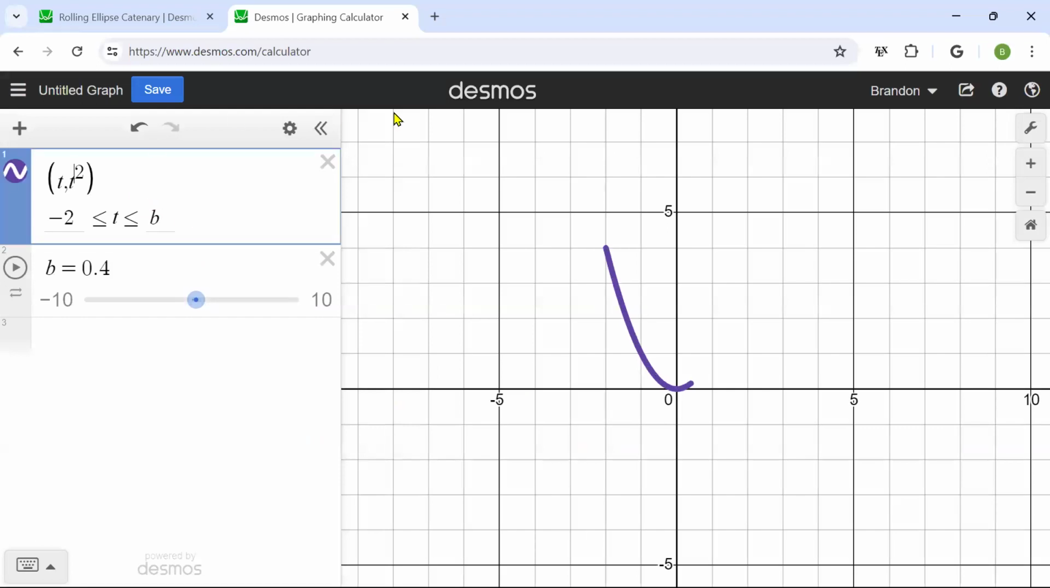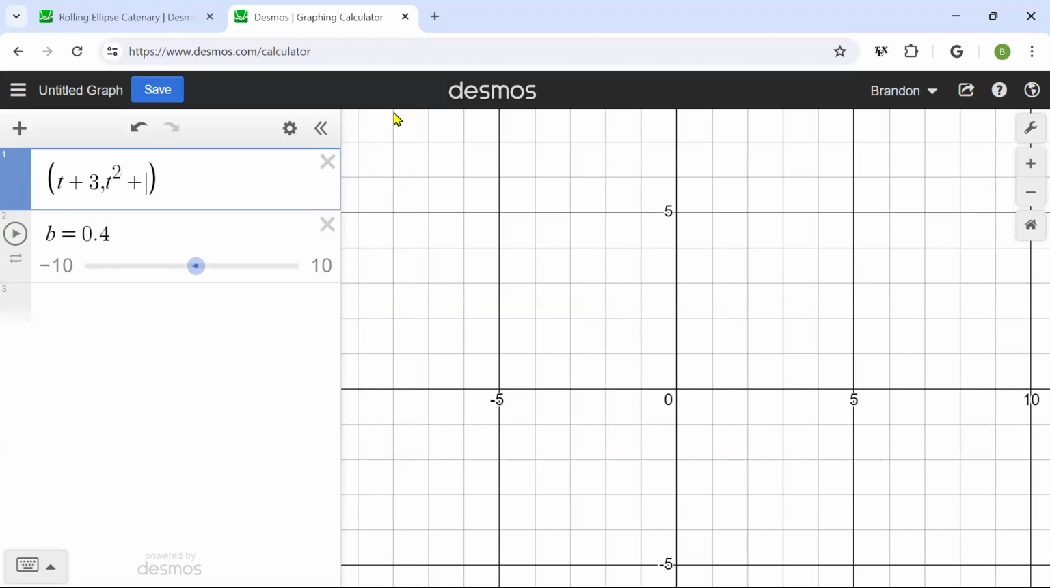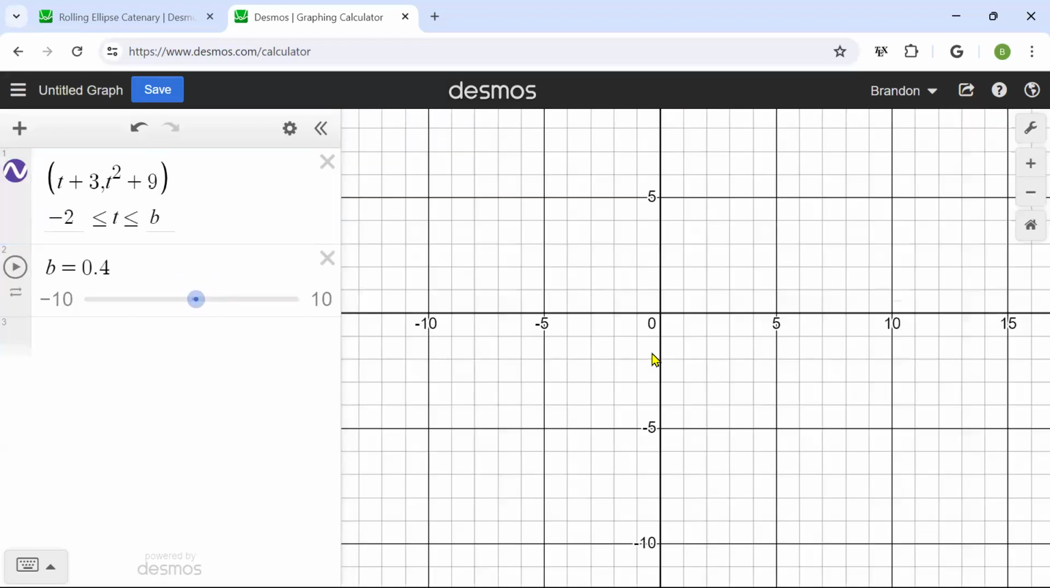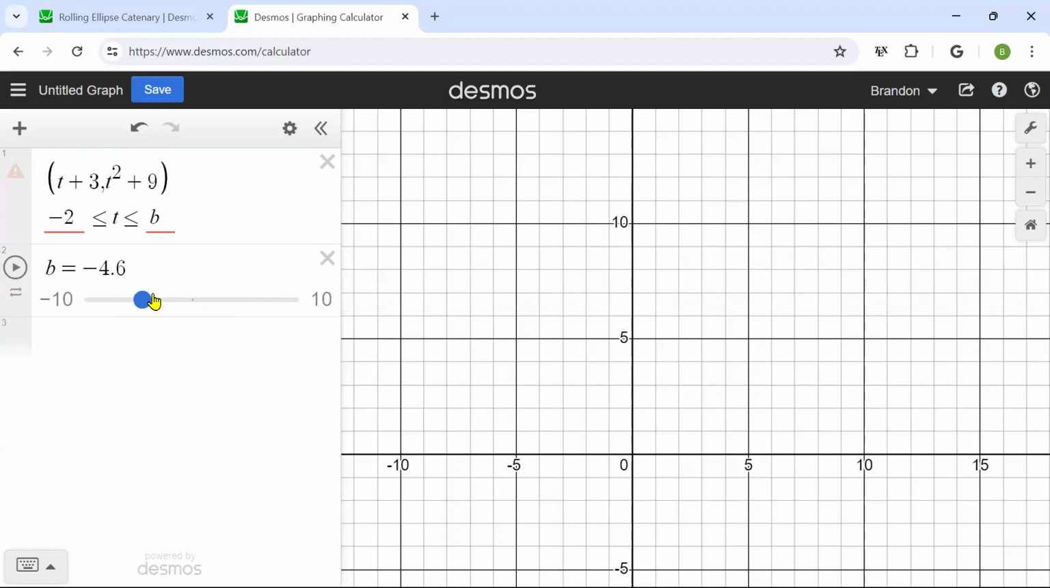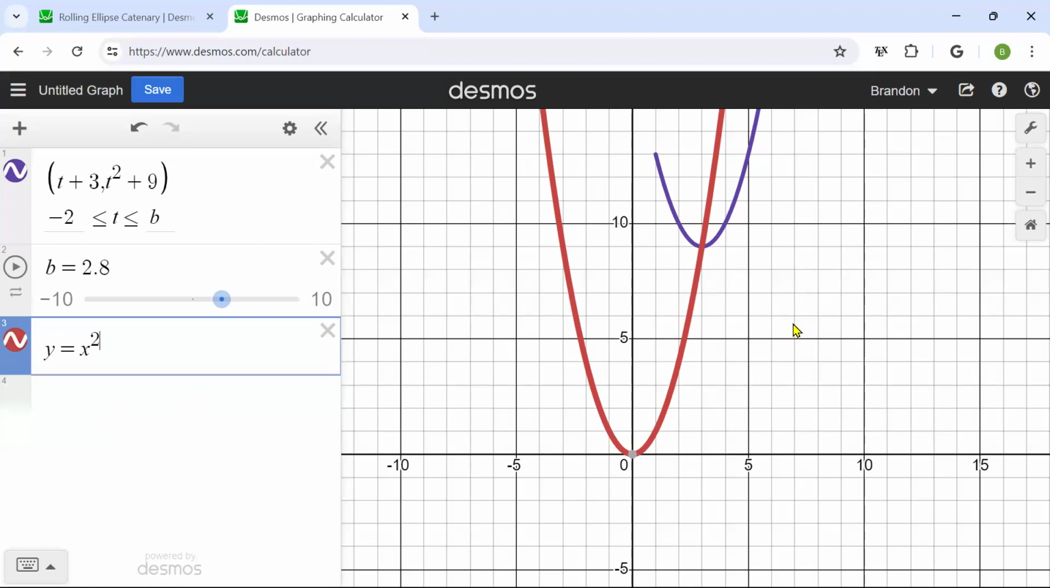No, it's still a parabola. So I got t plus 3 here and t squared plus 9. There it is. It's a parabola, all right. There's just one problem. It's not the parabola I want. I wanted this one. I wanted to go along this parabola, not that one.